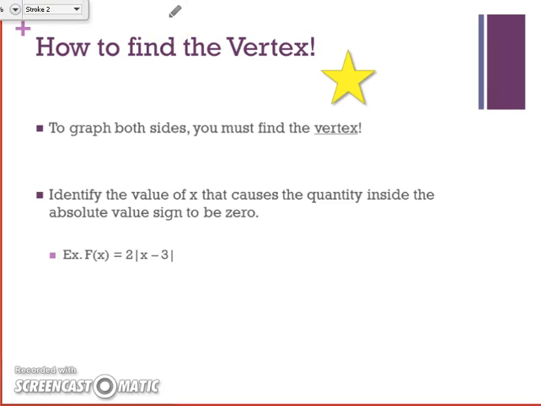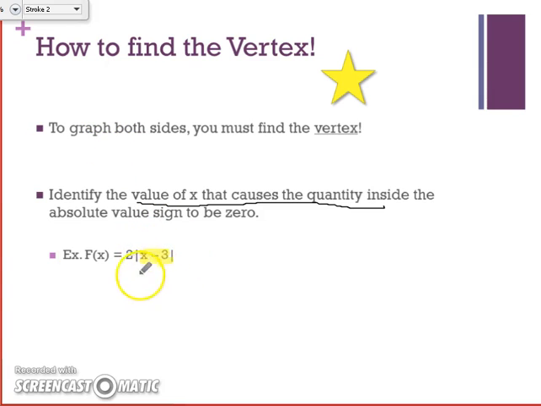And then the important part with graphing absolute value functions is finding that vertex. Finding the vertex is actually really easy to do, and I recommend finding this point first. To find the vertex, you want to identify this value of x that causes the quantity inside the absolute value to be 0. So in this example, the part inside the absolute value is just this piece here. We want to figure out when this equals 0, that's where that vertex is going to be on your x-axis.